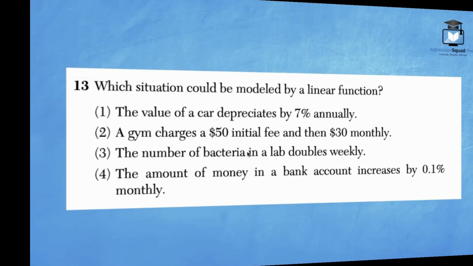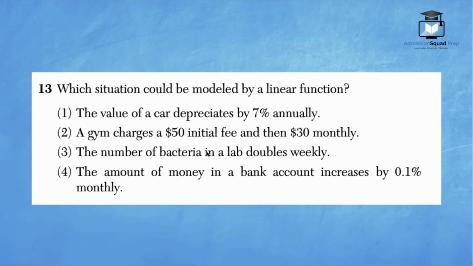Which situation could be modeled by a linear function? Remember, for linear functions, we're adding or subtracting the same amount every single time. Adding or subtracting. Let's look at answer choice 1. The value of a car depreciates by 7% annually. That's going to be multiplying by 0.07 every year. That sounds like an exponential function to me. Let's check out choice 2. A gym charges a $50 initial fee and then $30 monthly. So you have $50 to begin with, and then you're adding $30 every single month. That sounds like a linear function to me. That would be the correct answer.